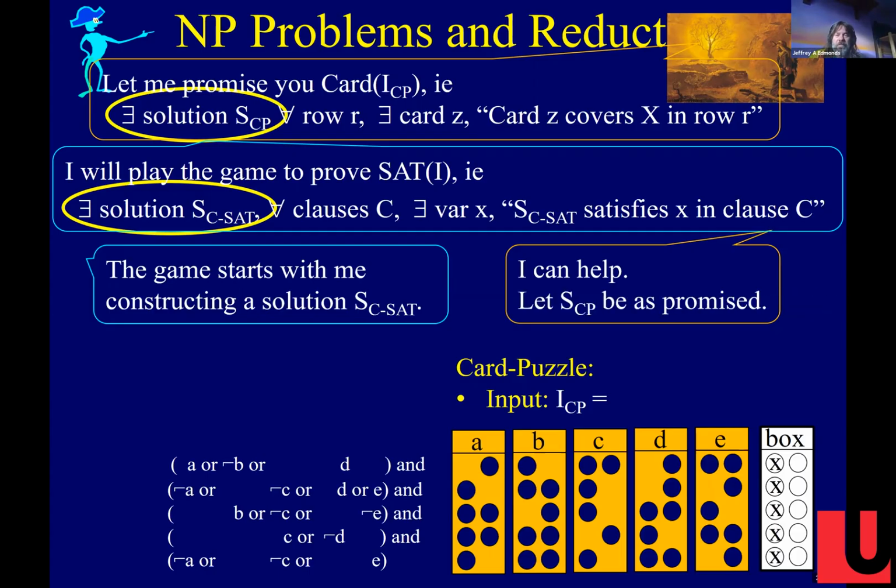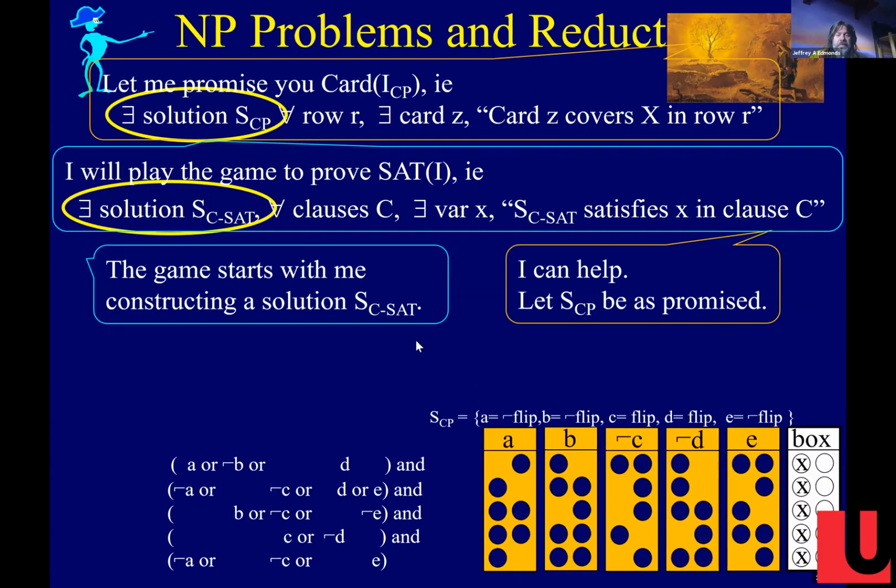So let's see what she's got for me. There it is. There's the cards flipped. She promised me that there was a way to flip all the cards. And I said, great, give it to me. And she gave it to me, right? And so what am I going to do now? I have to come up with an assignment to the variables. I have to say for every variable whether to set it to be true or not. How am I going to do that?